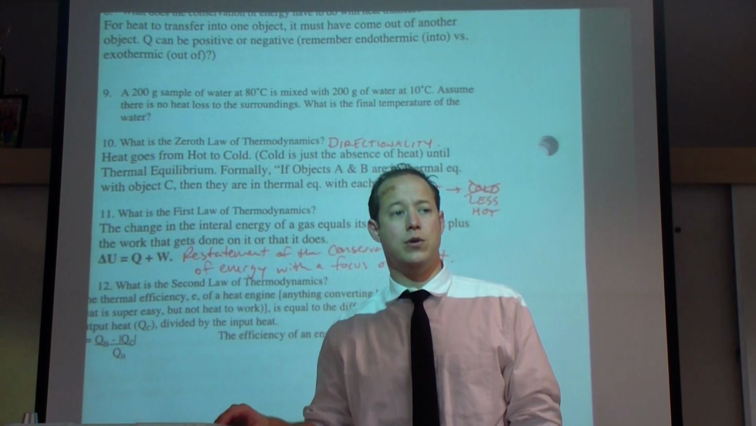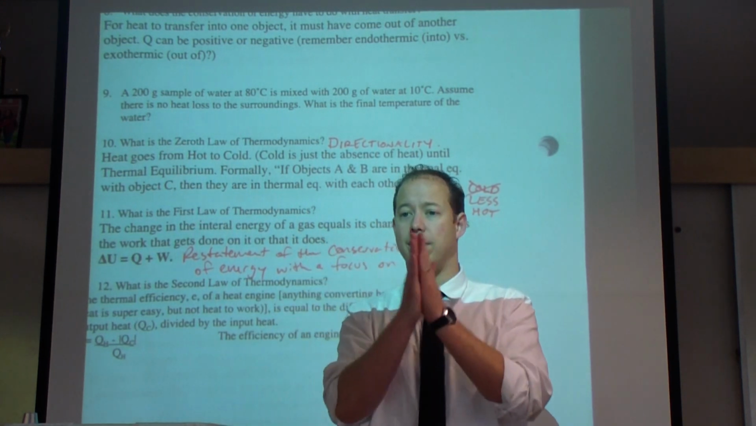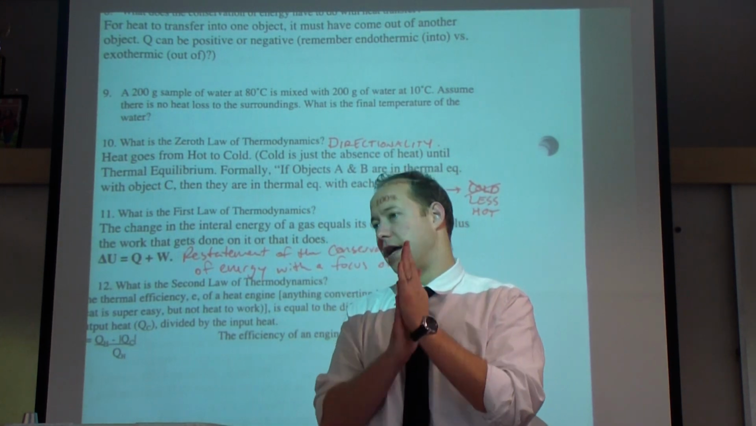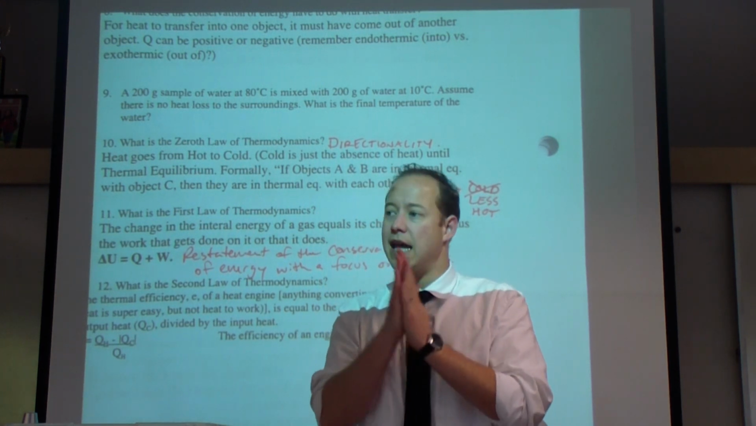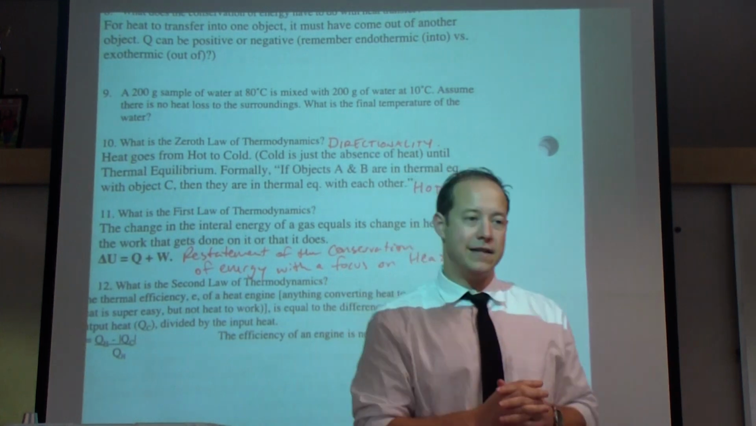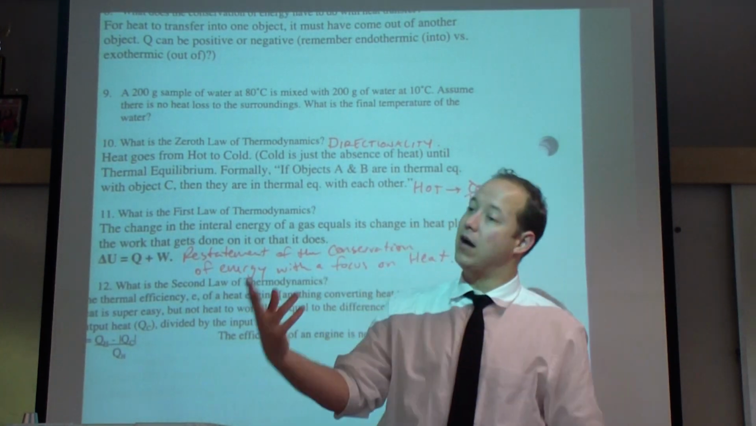If you want to turn work into heat, all you have to do is rub your hands together. You're doing work against friction, and all of that turns into heat. It's easy for work to become heat. Now, what about the opposite?